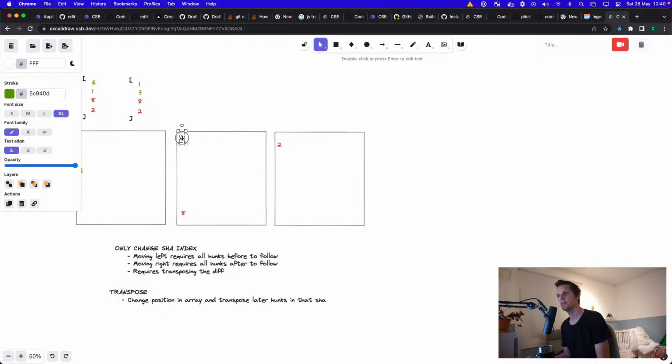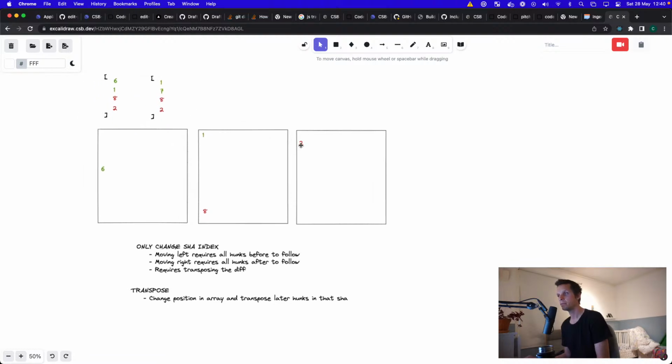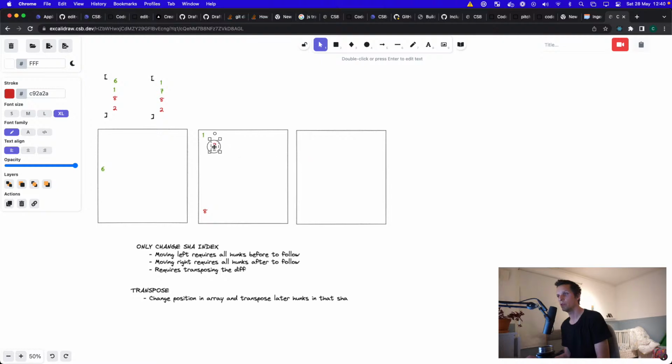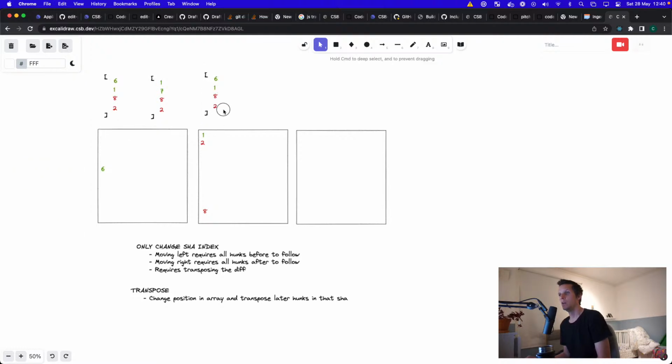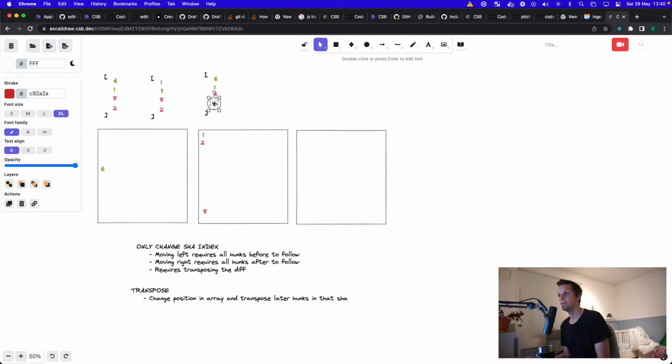But let's try other scenarios. What if I were to move 2 over here? Let's make a copy of that as well. Now it means that 8 and 2 need to switch positions, which again means that the same rule applies. Figure out where the hunk should be in the array, which would be in the second position here, because it's line 2. And then go find the others and transpose them. And since this was a removal, this is transposed to line 7.